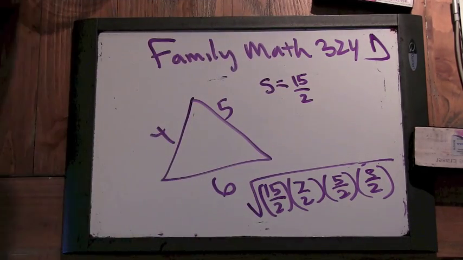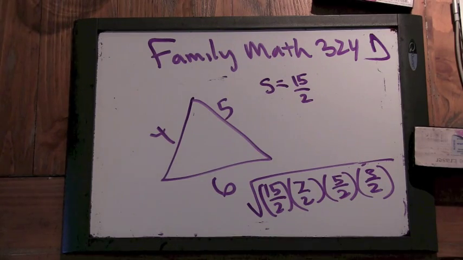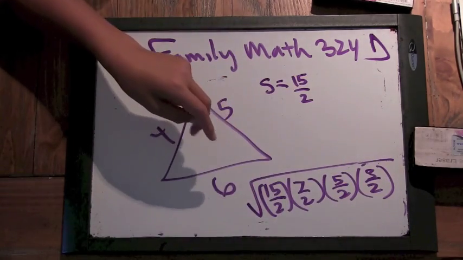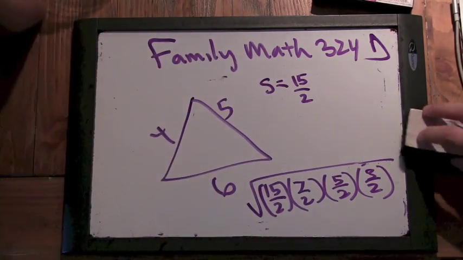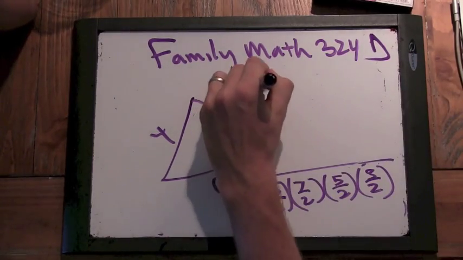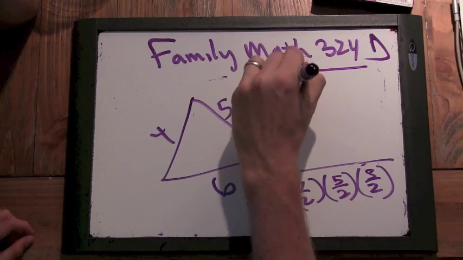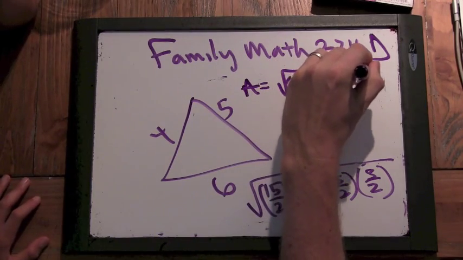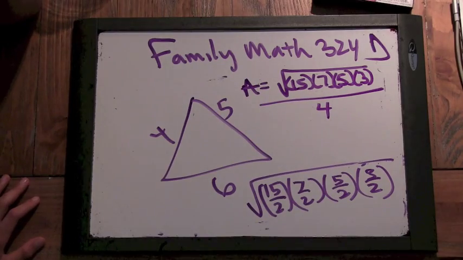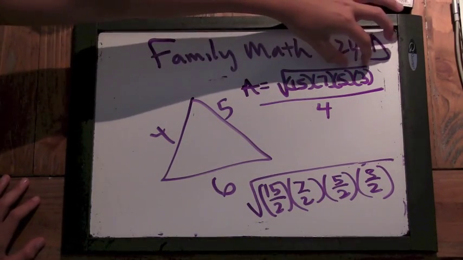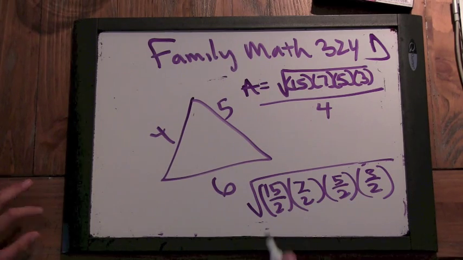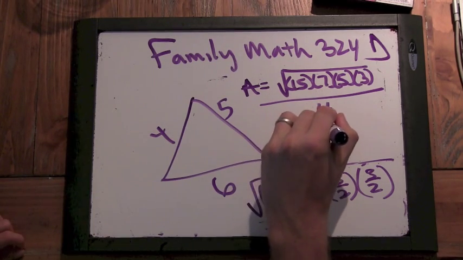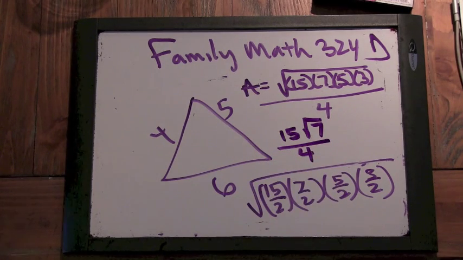So then you can have them come out of the square root, and this is the square root of 15 times 7 times 5 times 3 over 4. So the area is the square root of 15 times 7 times 5 times 3, whole thing divided by 4. There's one simplification. We have a 5 and a 3, 5 and a 3. So that means we can have a 15 on the outside. So this is 15 times the square root of 7 over 4.